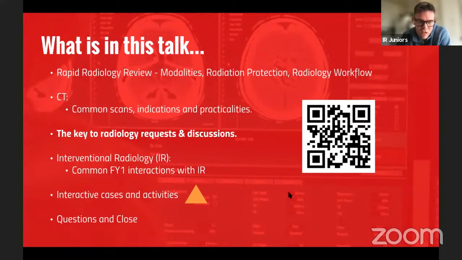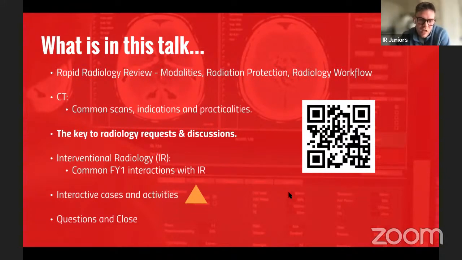We're going to have a chat around CT, because it's a very common modality and one you'll be referring patients for quite a bit, but there's often a little bit of confusion. Even myself, it was only after a few months of FY1 that you start to figure out the different protocols. Not that you necessarily need an in-depth understanding, but it is useful as you have the discussions with radiology. We're going to talk about making radiology requests as well, and how to conduct yourself when you're doing those discussions.